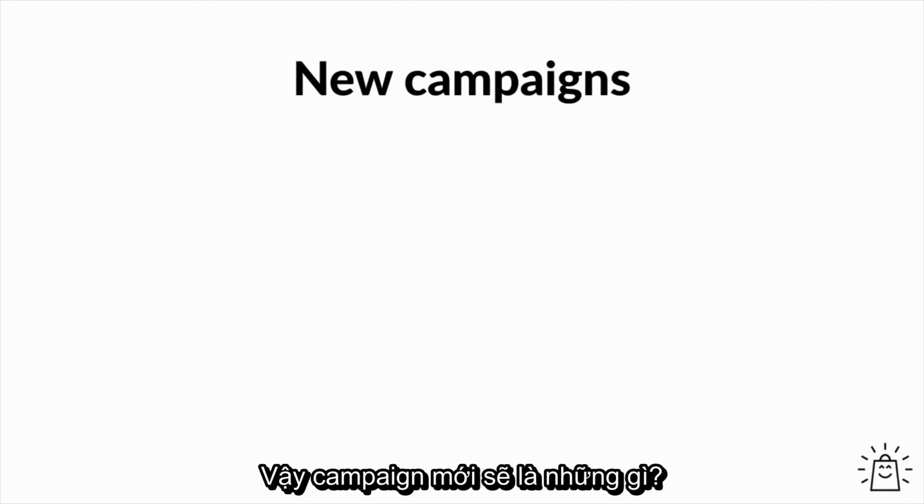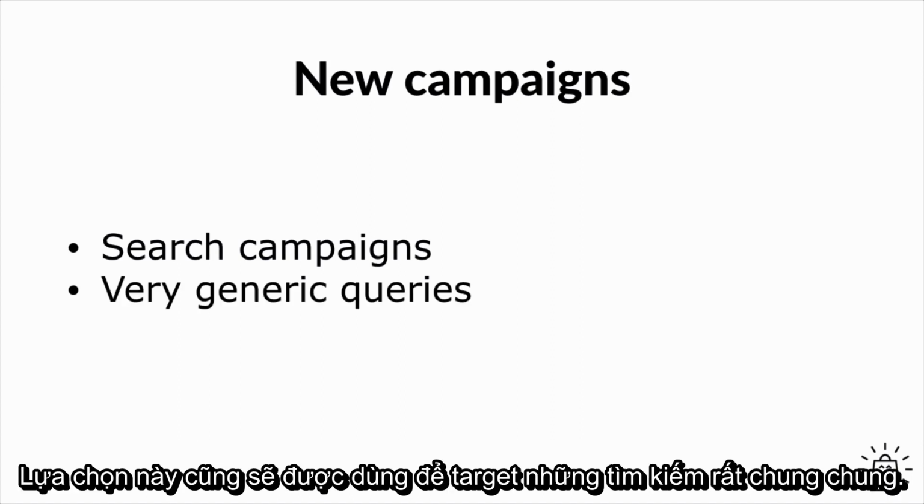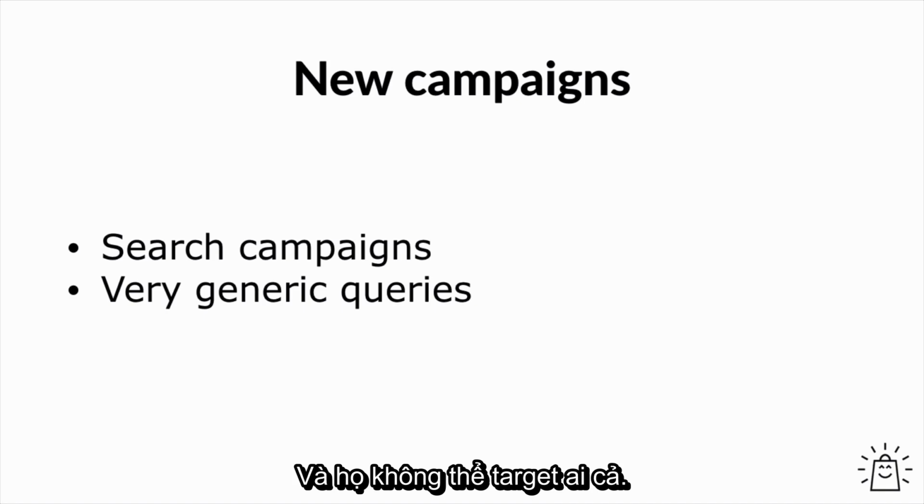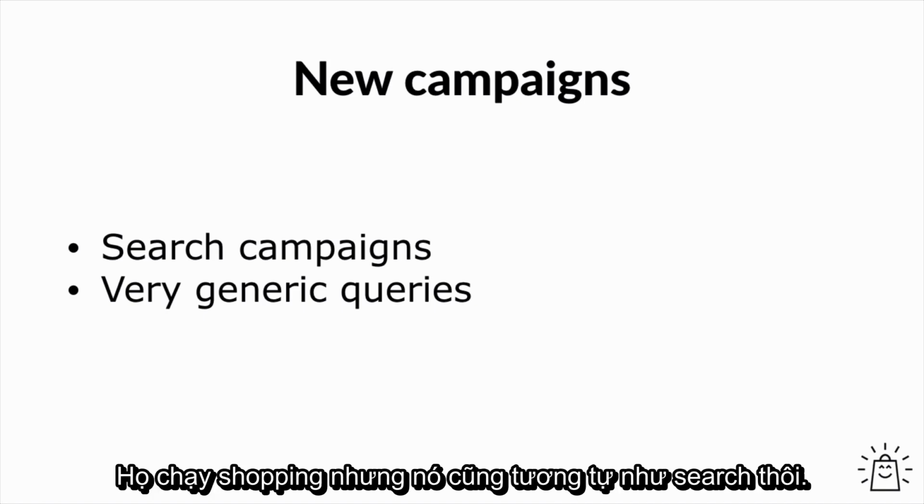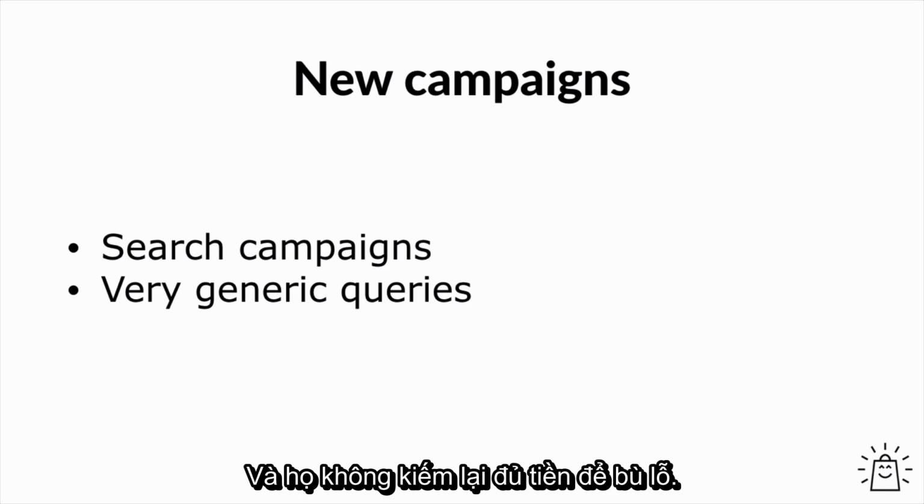So new campaigns, what are they? This is usually reserved for search campaigns because it's not possible to do this with shopping campaigns. Advertisers use this to target very generic search queries. Remember that in the course I gave the example of a store that was trying to sell its wooden sunglasses. And they couldn't target. It was in shopping, but it works the same way in search. So let's say they couldn't target the word sunglasses because the search volume was way too high and they didn't make back enough in return.